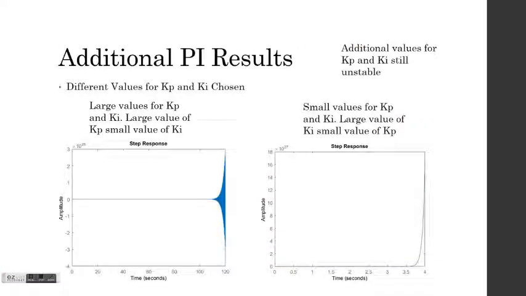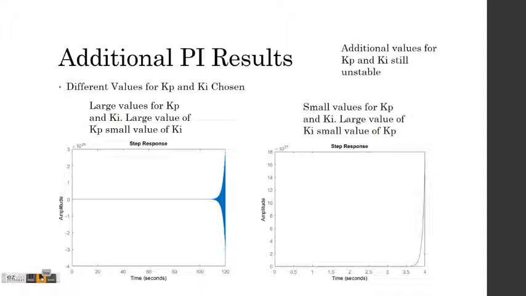Just to make sure the PI results that I used weren't bad and making the system unstable, I tried large values for Kp and Ki and got very unstable results. The large value of Kp and a small value of Ki also led to an unstable result, shown on the left. I tried a different combination of small values for Kp and small values for Ki, also a large value of Ki and a small value for Kp, and I came up with something similar to what you saw on the previous slide. Additional values for Kp and Ki are still shown to be unstable.